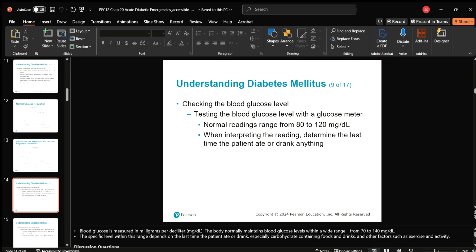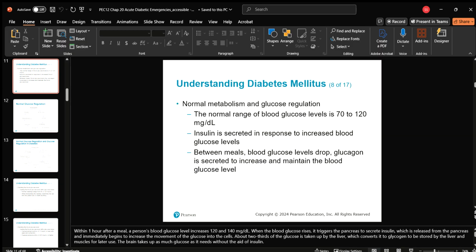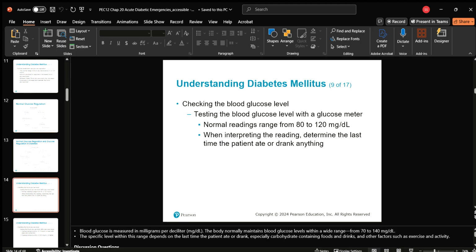Say what? Yeah. All right. Boom, right here. Testing the blood glucose level with the glucometer. Normal readings from 80 to 120. Just a couple slides away. All right, so it says normal metabolism and glucose regulation, but the glucometer should read 80 to 120. That's confusing. It's too confusing. Argue it, if you see that problem.